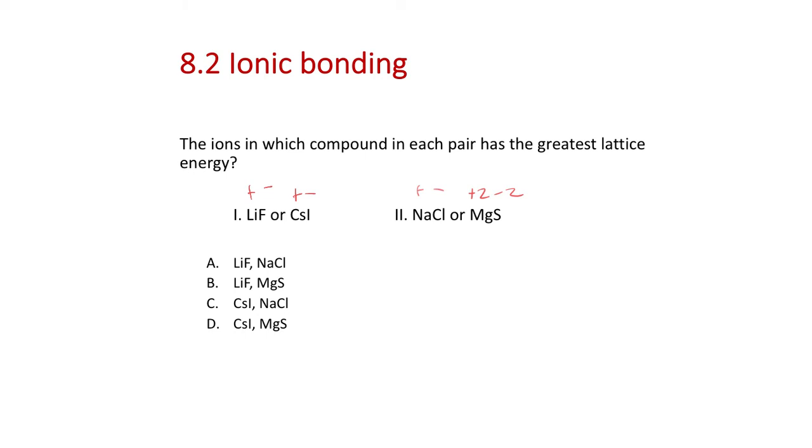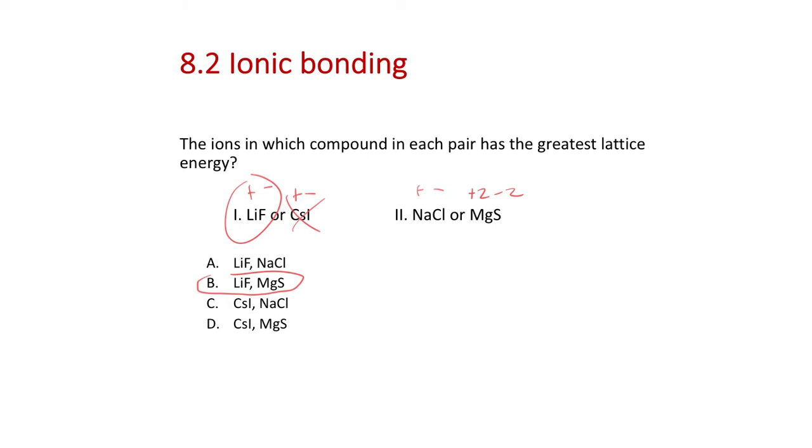Okay, so do you guys all agree mostly that it's B? So that smaller ions with the same charge, the better. So the more attractive force they'd have between each other, the more energy it would take to separate them. So LiF would be greater than CsI.